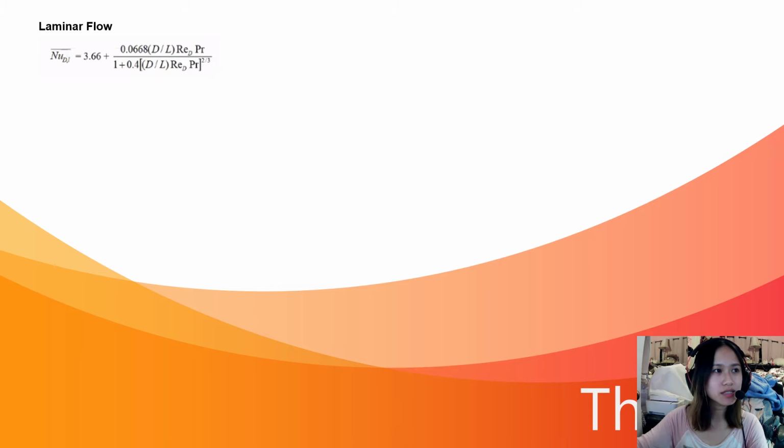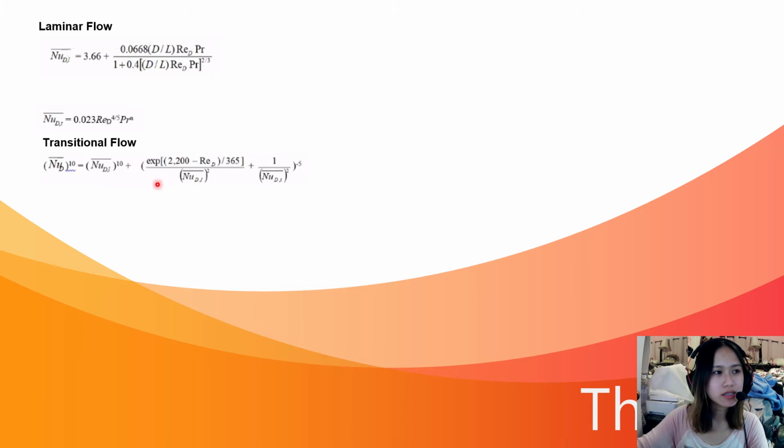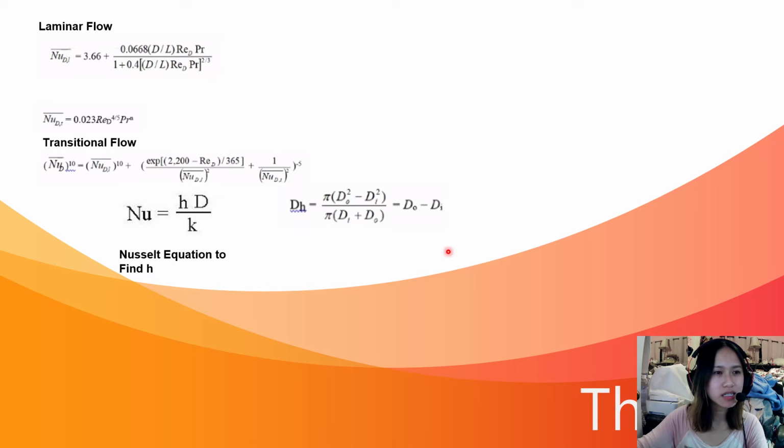So this is for laminar flow, this is for turbulent flow, and this is for the transitional flow. And this is the Nusselt equation that we will have to use to find h, where D is the effective diameter, which is equal to the diameter out minus the diameter in, and k is the thermal conductivity of the material. And plugging everything in, we would get h.